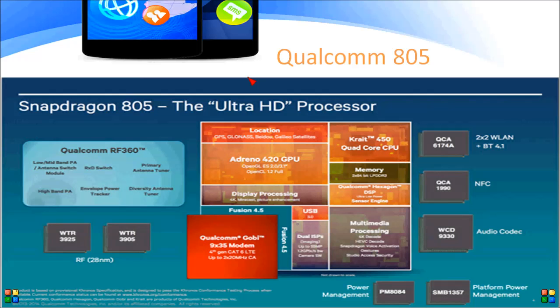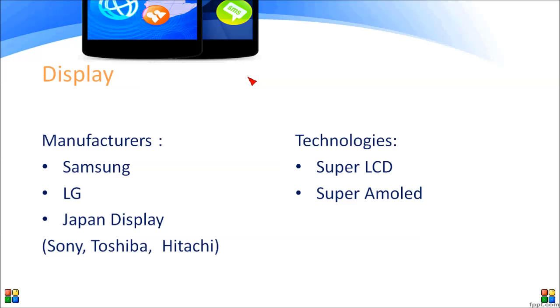Let's move on to the screens. When we talk about displays, there are only two technologies out there. One is called Super LCD. Well, practically it's just LCD with the word super making it more fancy. And there's AMOLED. AMOLED is made by Samsung. I'm not sure if other vendors do make it as well, but I think it's only made by Samsung.